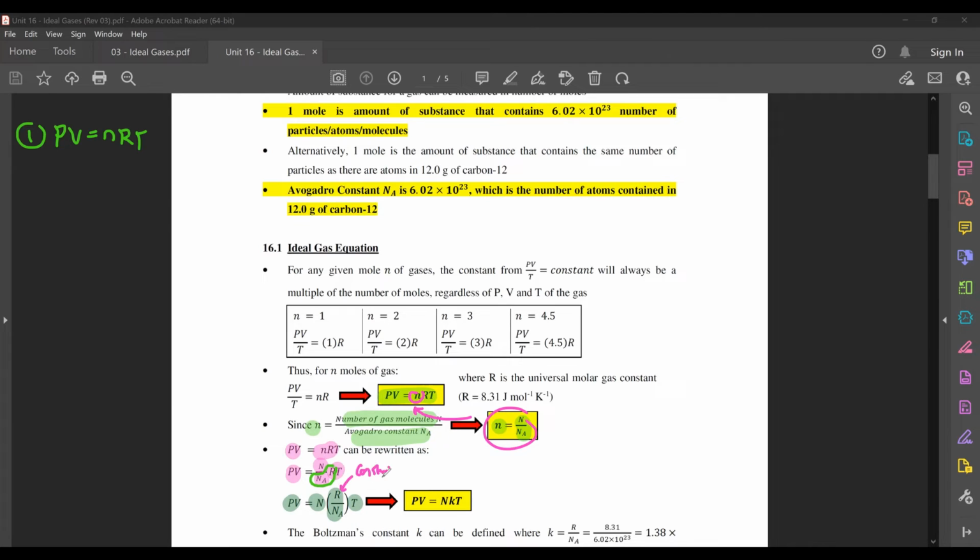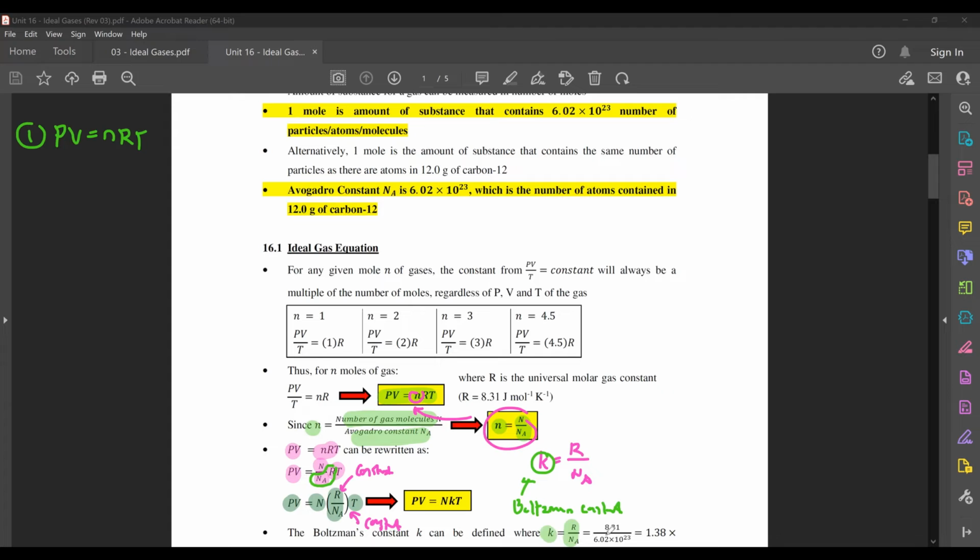So what you can actually say from here is this. R is a constant. NA is also a constant. So you can define a new constant from that, which is the ratio of R to NA. That new constant you define is called your Boltzmann constant. The Boltzmann constant, the symbol is k.